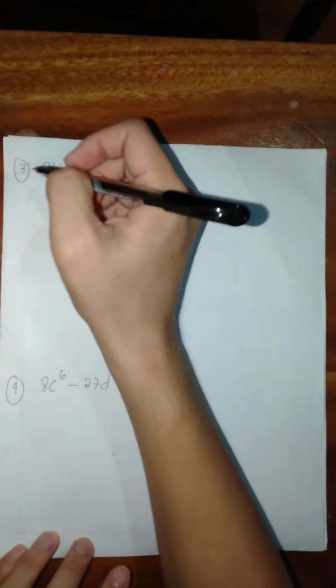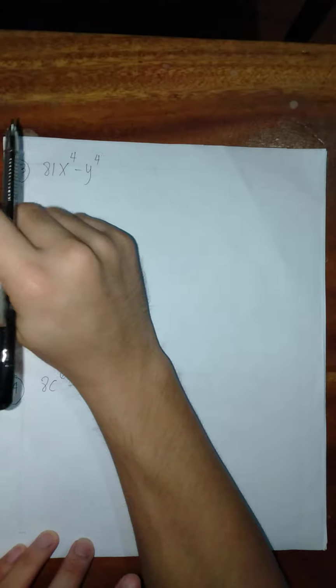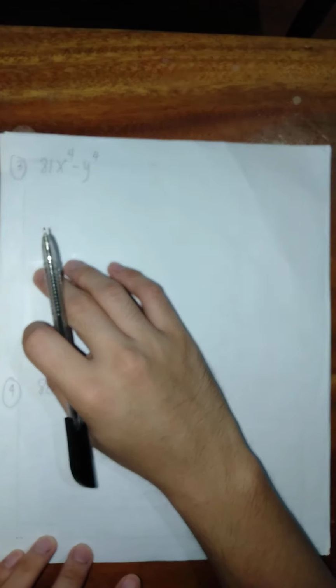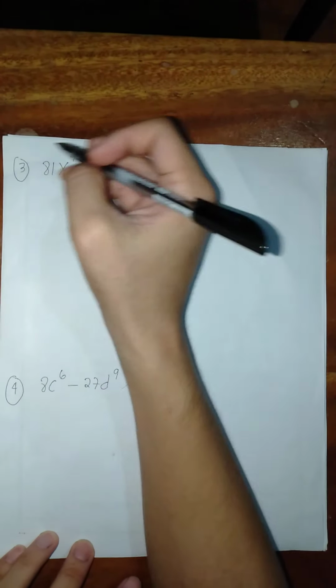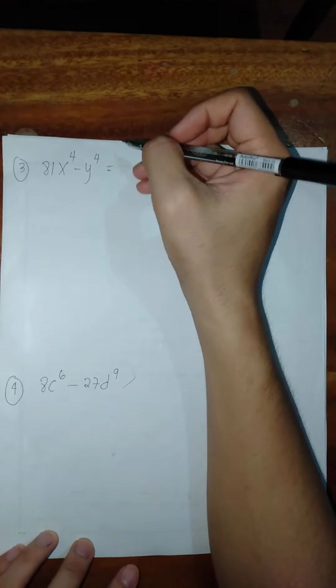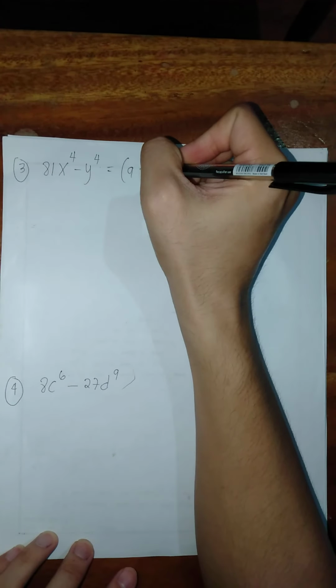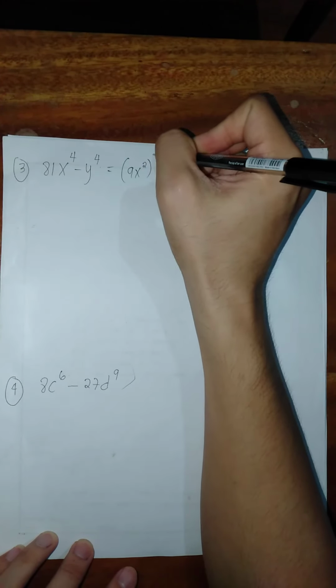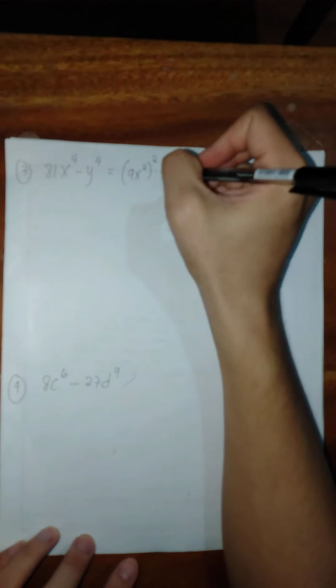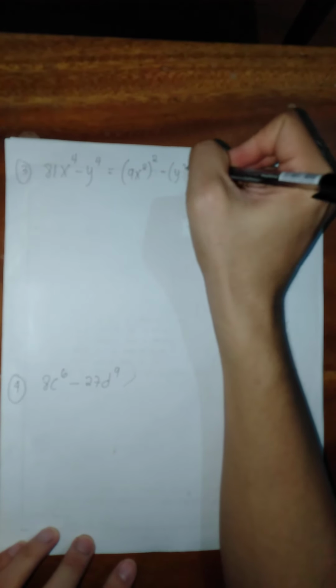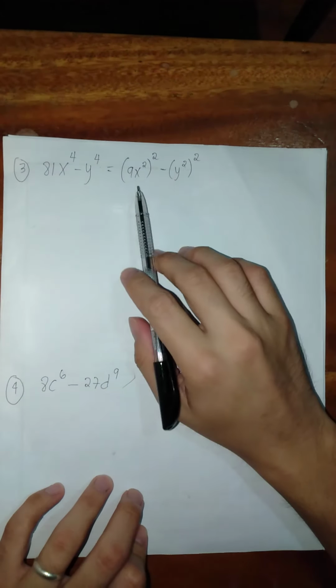So, of course, 81 is a perfect square, which is what? Ano yung square ng 9? Ng 81? 9. So, pwede mo siyang kunin as 9x squared raised to squared minus y squared raised to squared. So, naintindihan guys? Of course, ito yan.